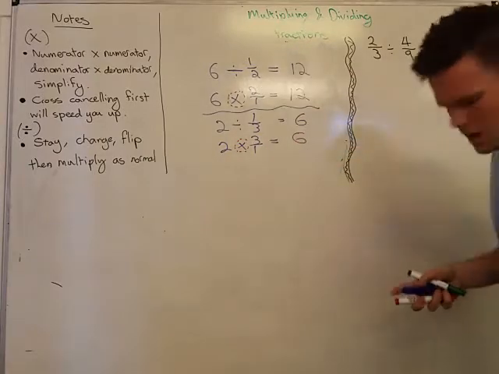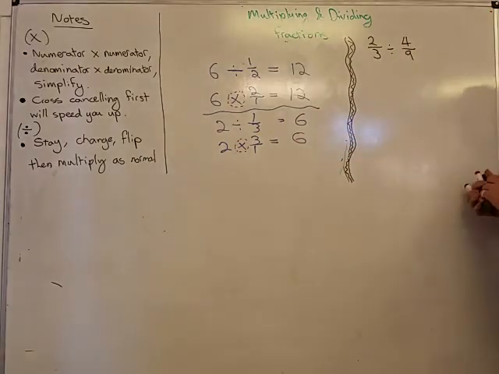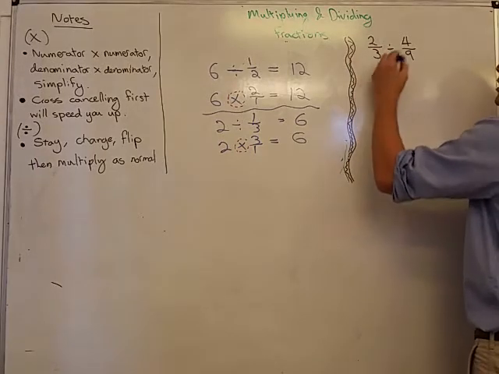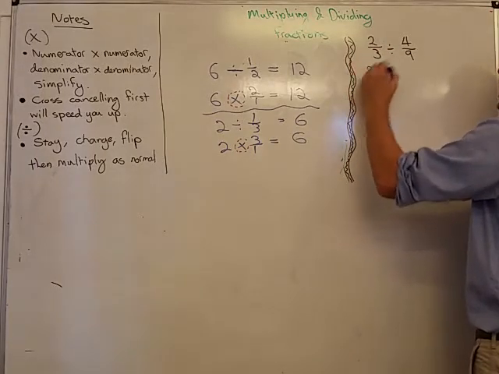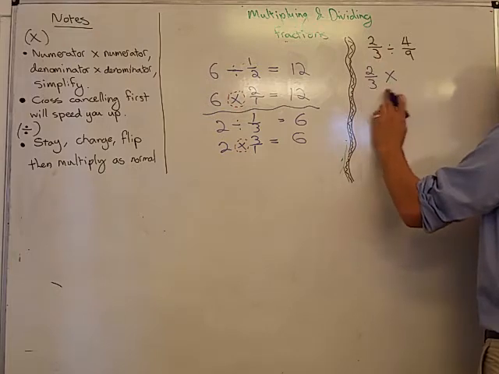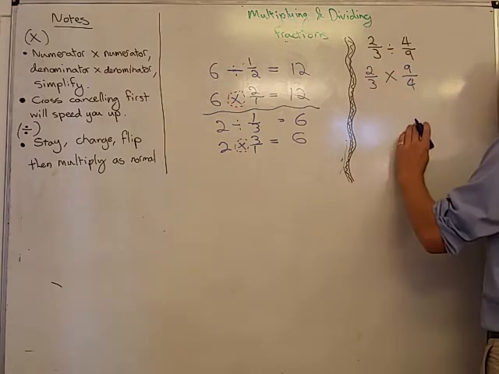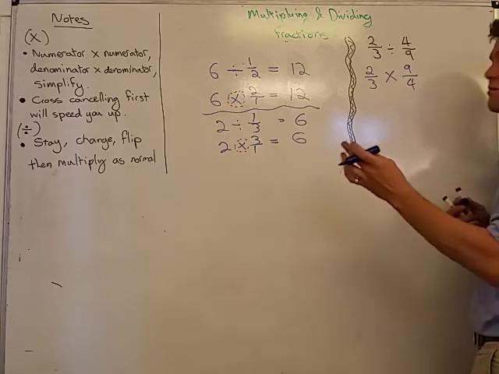Alright, so I'll leave that up there. Let's have a look at this. Bearing that in mind, I've got 2/3 divided by 4/9. So the 2/3 stays, the operation changes, and then I flip the second fraction to 9/4. And then I can multiply through as normal.